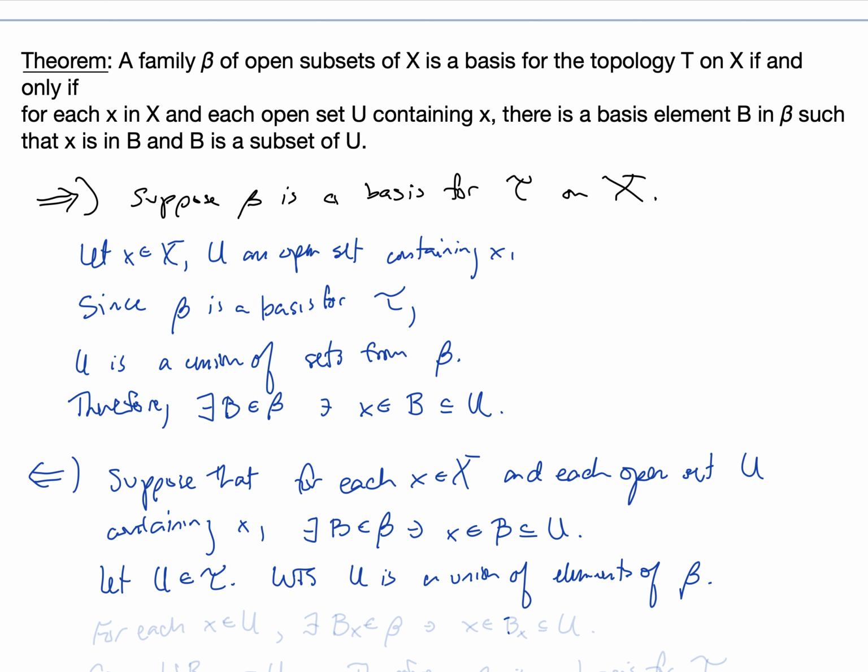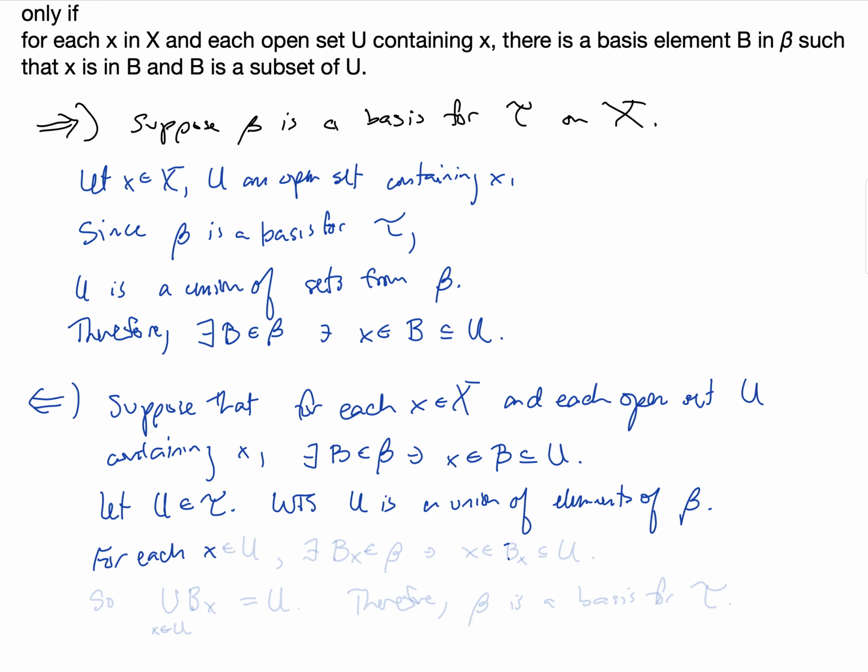So for each X that's in U, we know it's the case that there is some, let's call it B sub X in beta, such that X is an element of B sub X, which is a subset of U. And now we could observe that the union of these B sub X's, such that X is an element of U, would be our entire set U. And therefore, beta is a basis for tau.